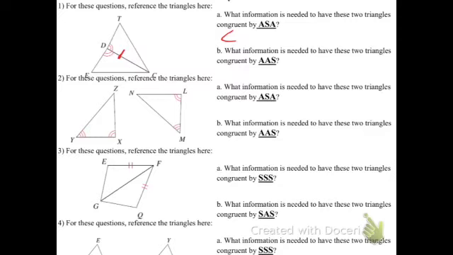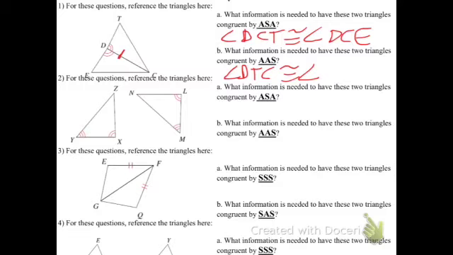That is angle DCT to be congruent with angle DCE. If we want to get angle angle side, we have to have the angle that comes before the angle we already know, and then the side that follows that. And so we need angle up here at T and angle down there at E to be congruent. And so I'm going to put that down. Angle DTC needs to be congruent to angle DEC.